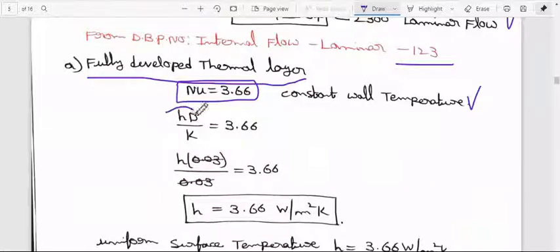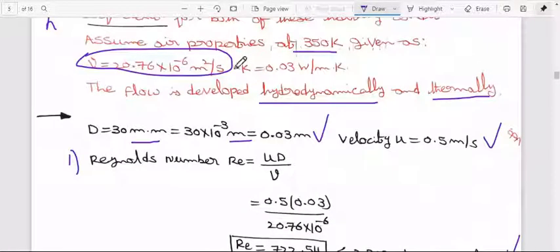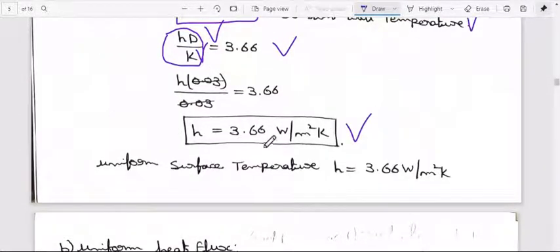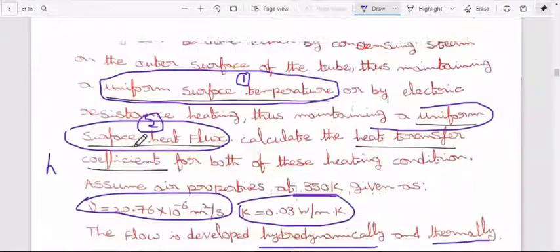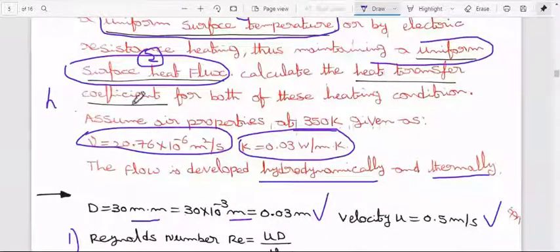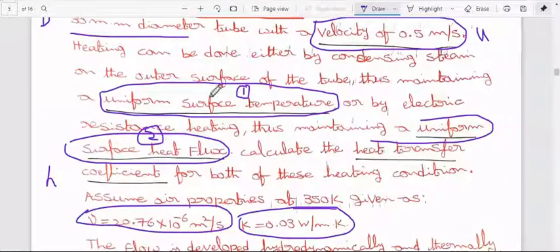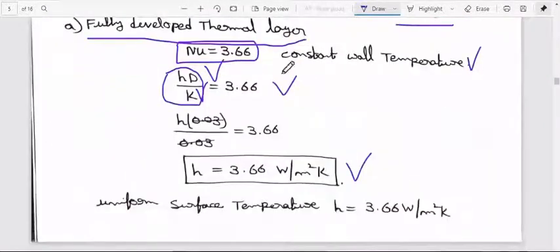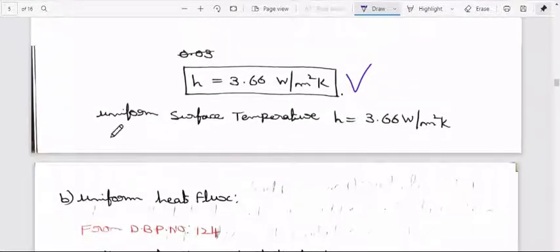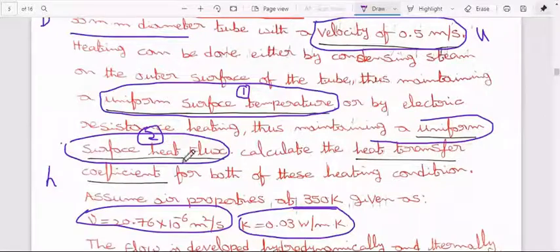So what is the Nu value? hD by k. Here h is the unknown parameter, D is the known parameter, and k is taken from the air properties at 350 Kelvin. We substitute the D value and k value in this equation. After substituting, the h value will be 3.66 watt per meter square Kelvin. So this is the first question, calculating the heat transfer coefficient for both conditions. The first condition is uniform surface temperature, where at constant wall temperature the h value is 3.66. Coming to the second one, uniform surface heat flux.